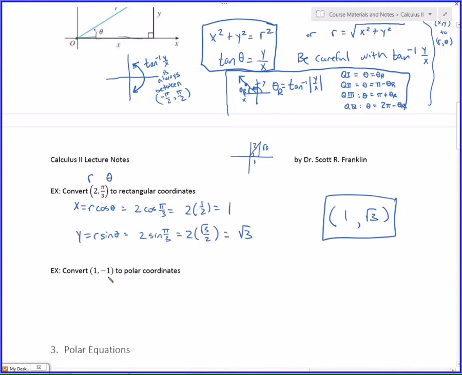Convert 1, -1 to polar coordinates. That makes this x and this y. So I'm going to use these two things: x squared plus y squared equals r squared, and tangent theta equals y over x. So first of all, let's do the r, right? R is square root of 1 squared plus -1 squared, or an easy square root of 2.